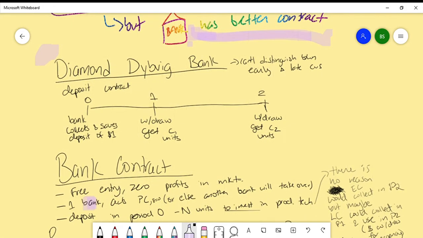So now we're going to go over the Diamond-Dybvig bank. First, the bank takes $1 from each person, so the N people give $1 each to the bank, and the bank has all that money. In period 1, people can either withdraw and get C1 back, or withdraw in period 2 and get C2 units back. We don't know what C1 and C2 are yet, so we'll leave them as C1 and C2.